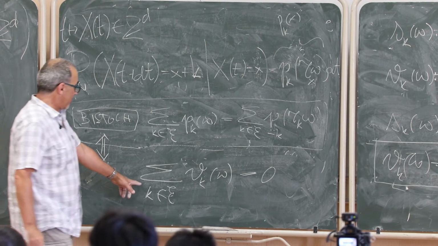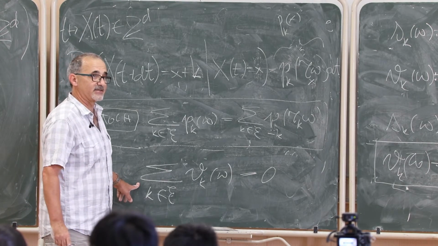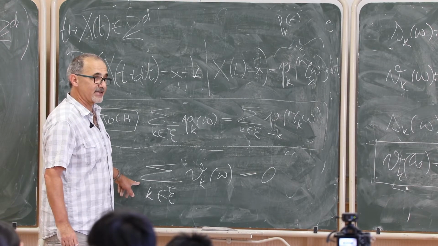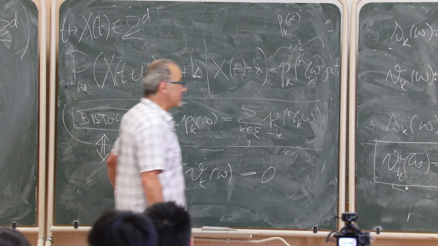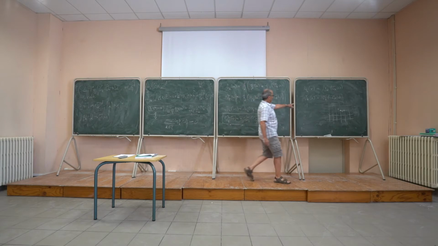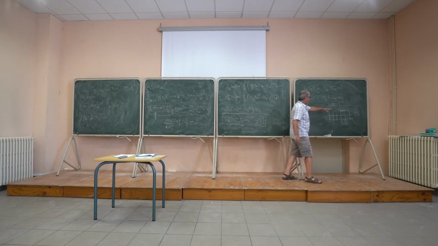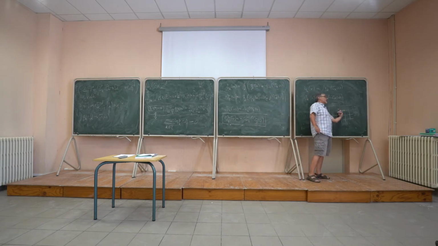So that's the divergence-free condition. That's why I said that it's divergence-free. This tells me that lifted to the lattice, if you add the outgoing flows at each single site, they add to 0. So that's Asaf's definition of a flow.